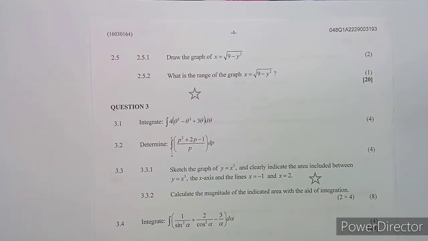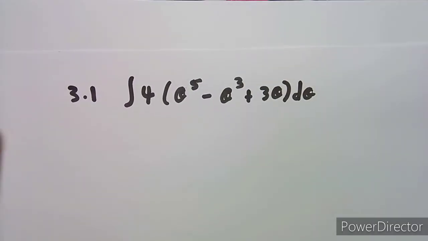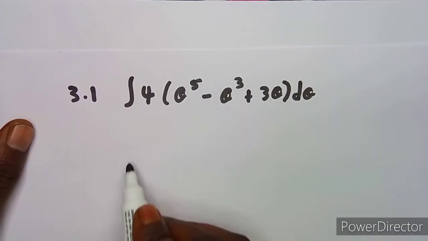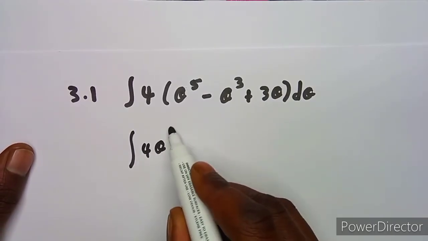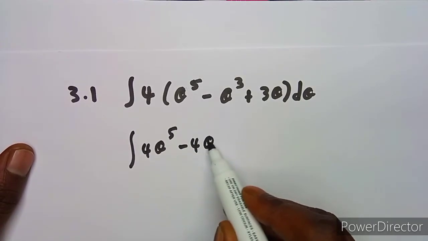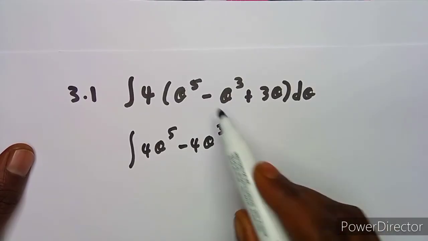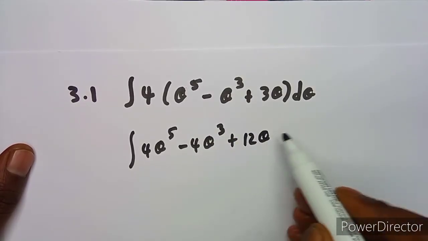All right, then on question 3, integrate whatever we had there. I actually wrote this down here. So how can we integrate, guys, here? You can multiply first. If you maybe have challenges with integrating and then multiplying by 4 later on, you can multiply by 4 first. It's one and the same thing. So it's going to be 4 theta to the exponent of 5 minus 4 theta to the exponent of 3 plus 4 times 3, which is 12 theta, like that.